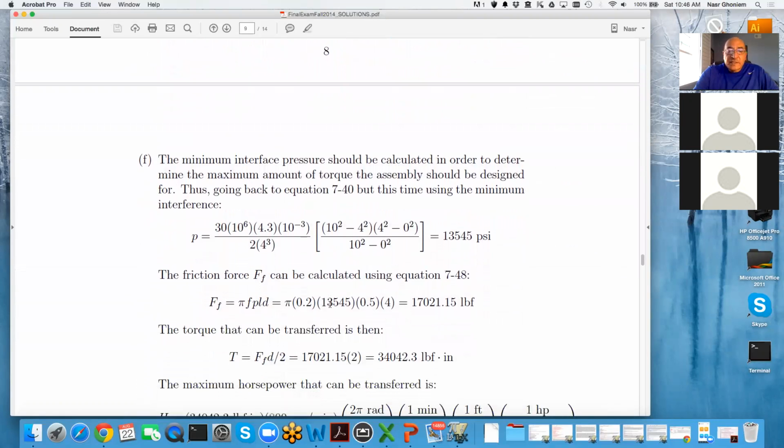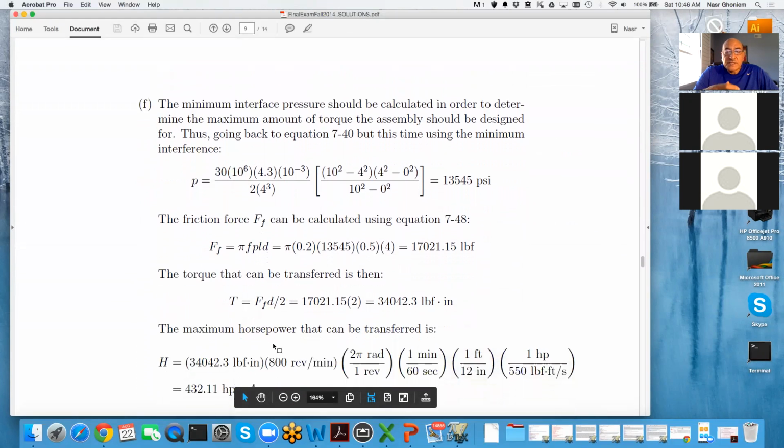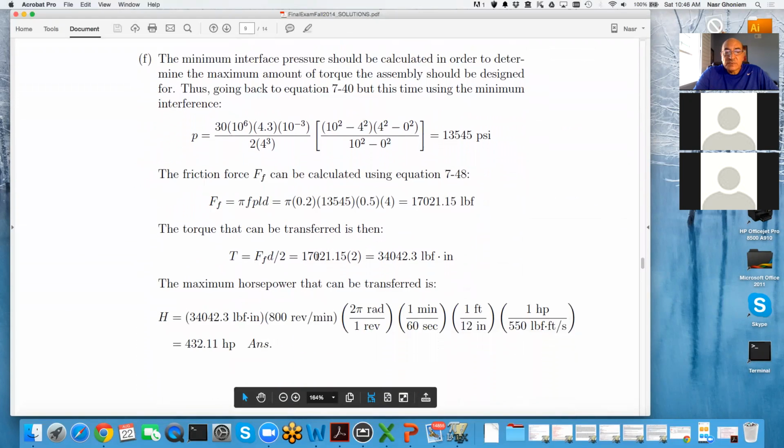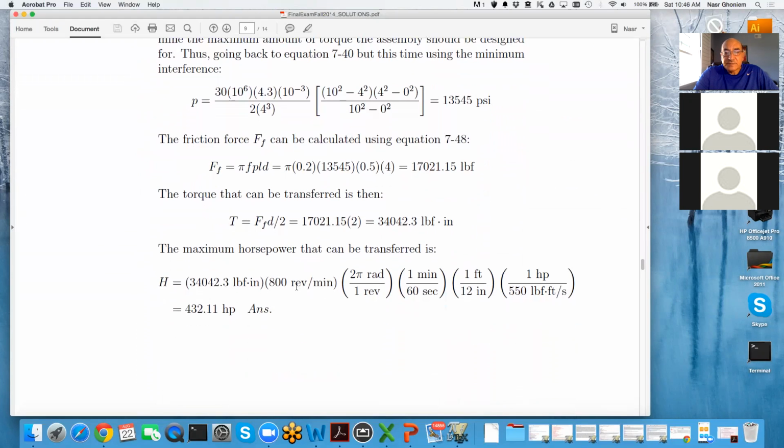And then sometimes we ask questions about how much friction force there is between the shaft and the disc. It's the friction coefficient times the normal force. The normal force is the pressure times the area. And then what is the torque required? That's the force times the radius. So these are design constraints that tell us how much torque it can support, and how much horsepower it can transmit at maximum.